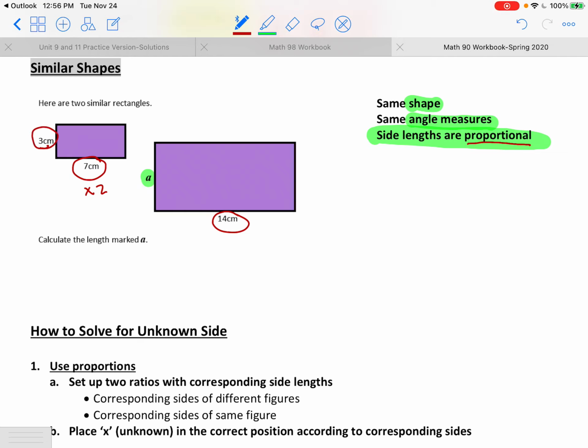Therefore, we can go from this side length, which is our width. These were our length measures, and A is going to be our width. And so we would simply multiply by 2 here, and say, oh, okay, well that means that A is equal to 6 centimeters. And we know that that would be proportional. Now, that was using mental math.